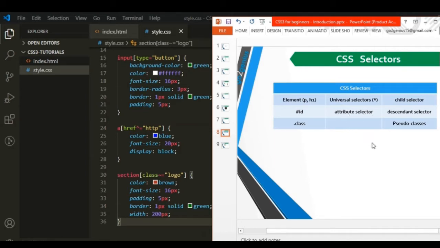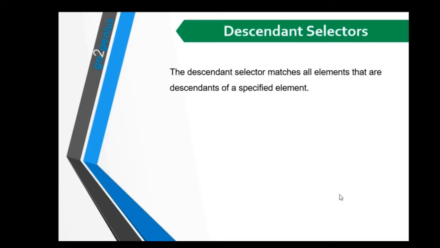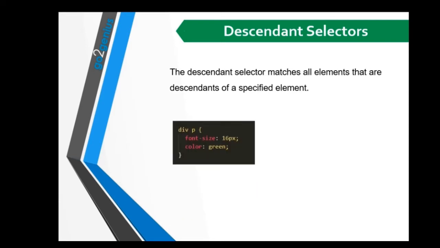So in this video we will learn about the child selector and descendant selector. First we will see about the descendant selectors. What is descendant selector? Descendant selector matches all elements that are descendant of a specified element. So what is the meaning of this? Let's try to understand by an example.